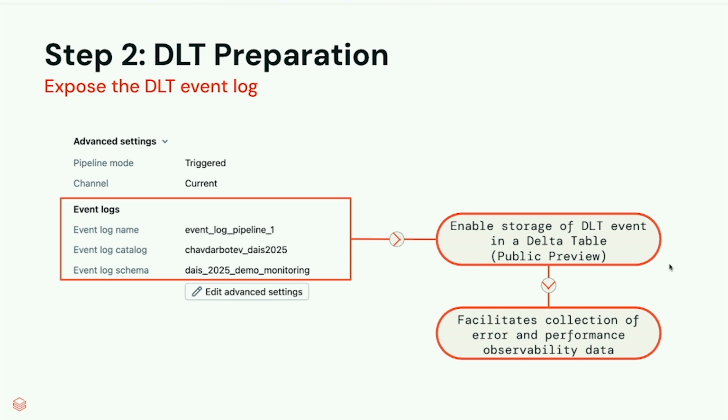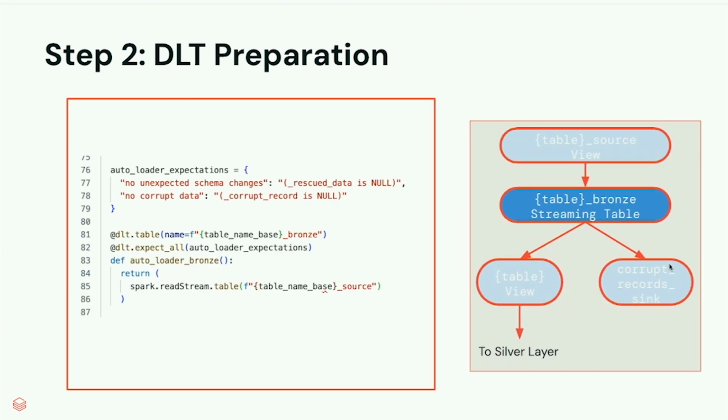Next, let's move on to the Delta Live Tables preparation. First, it's important to enable the DLT event log and store it in a Delta table that's easily accessible for our recipe. This can be done either through the advanced settings in the UI, or it can also be done through the API. Ingesting the data into the bronze streaming table is trivial. Just read the source view that we already defined.